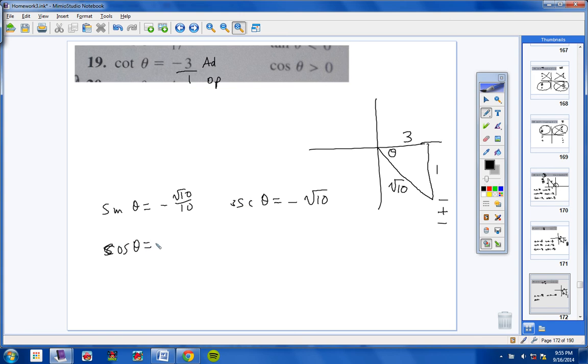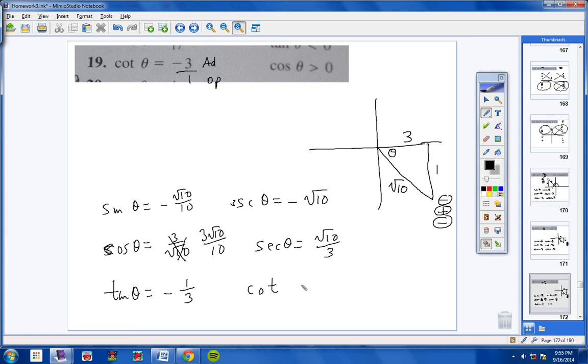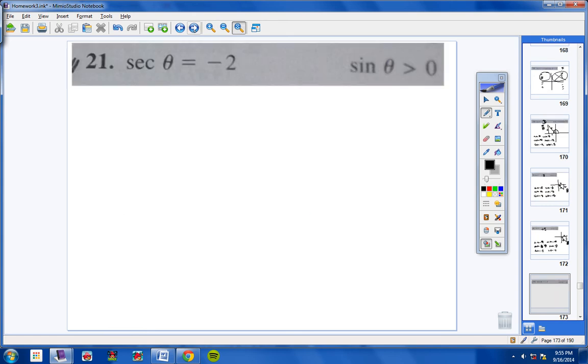Alright, now let's go on to cosine. Cosine of theta is positive because of this sign right here, and so cosine of theta would be adjacent over hypotenuse, so 3 over square root of 10. And before we rationalize that, let's come over here and get the reciprocal function. Secant of theta would be square root of 10 over 3. And now if we rationalize this, we will get 3 square root of 10 over 10. Tangent of theta will be negative because of this sign right here, and opposite over adjacent would be 1/3, and then cotangent would be negative 3 over 1, or negative 3. Alright, moving on to number 21.